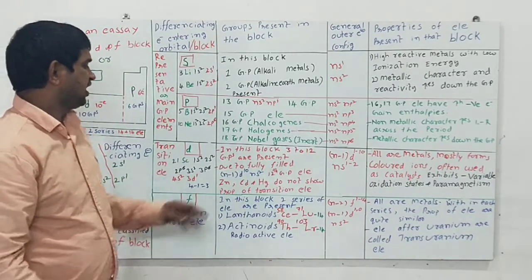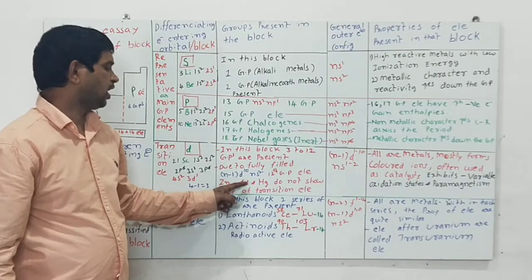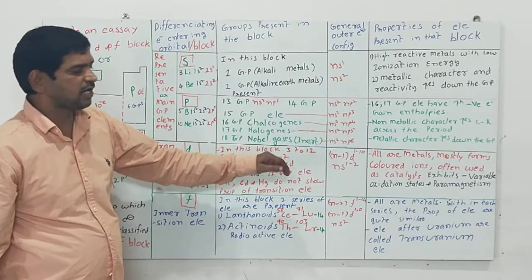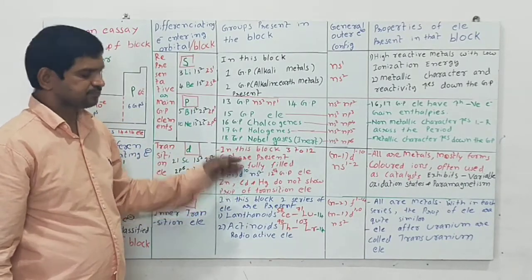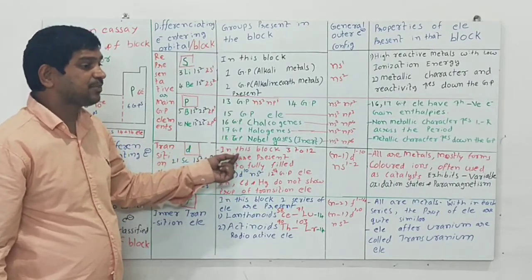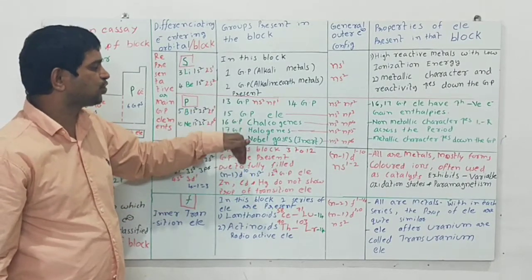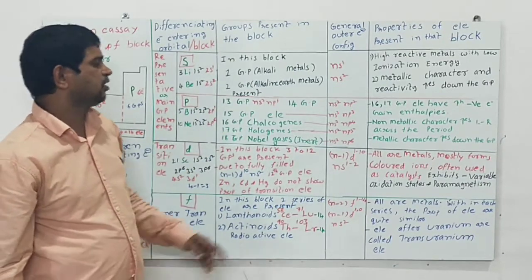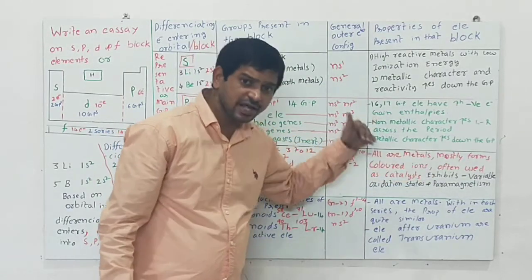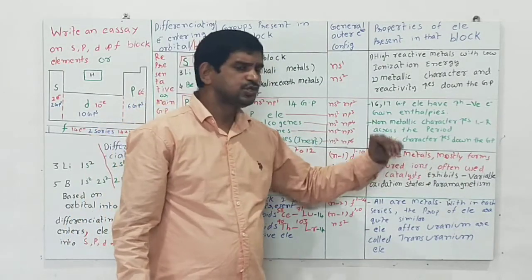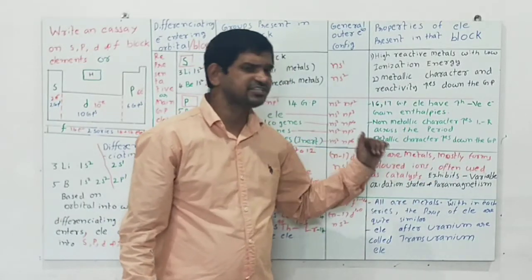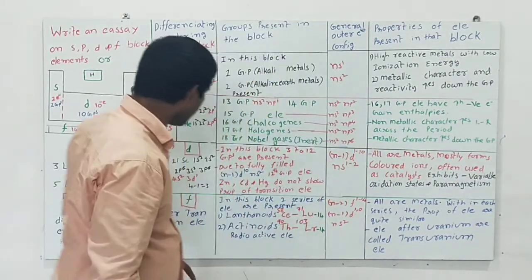Okay. Next, 12th group elements zinc, cadmium and mercury do not show properties of transition elements because in zinc, cadmium and mercury their (n-1)d orbital is fully filled, so they do not show transition element properties. Now, properties of elements: all are metals, mostly form colored ions. Next, often used as catalysts. Next, exhibit variable oxidation states and paramagnetism.